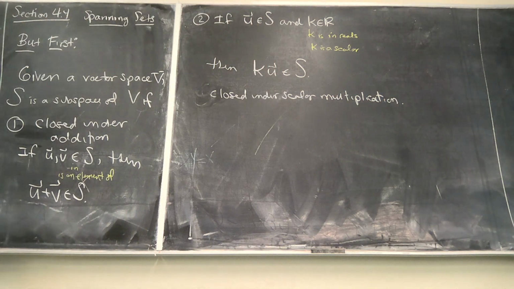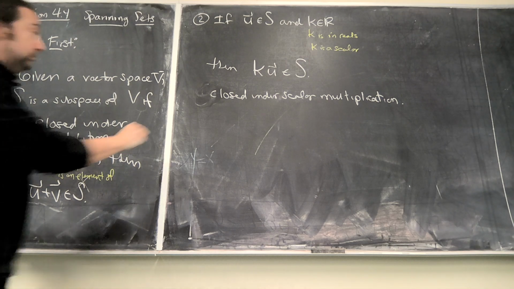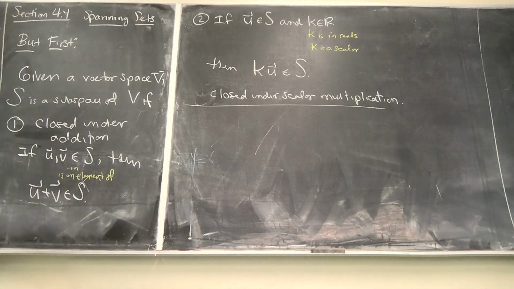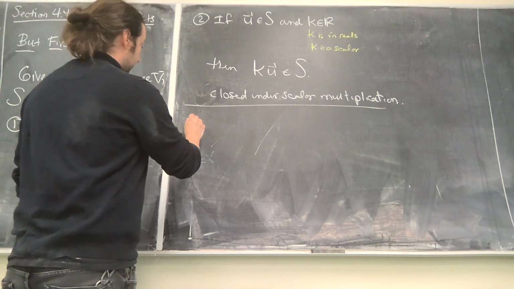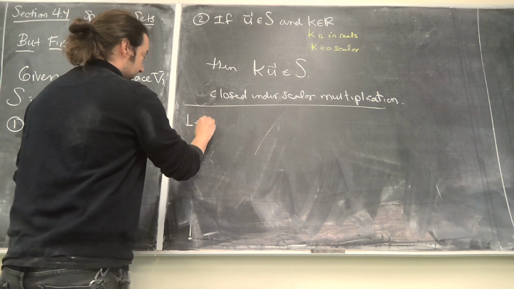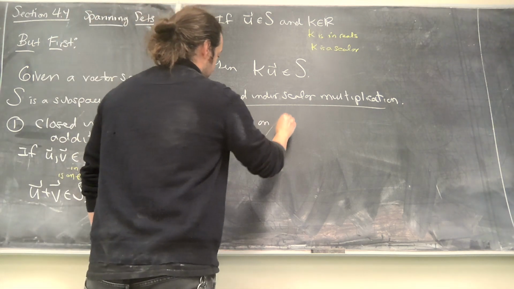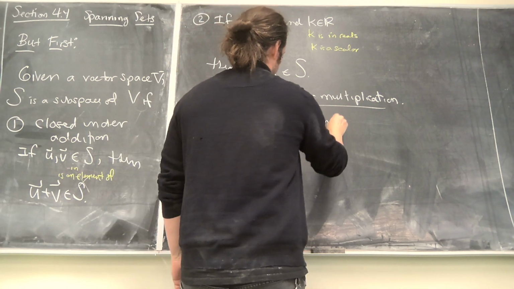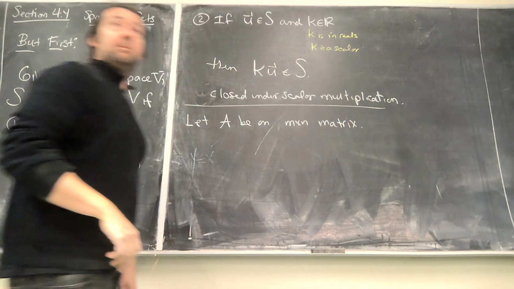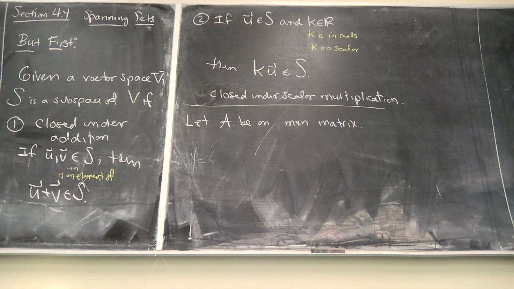Okay, so we're going to take this pretty abstract idea, and I'm going to define a very, very important subspace, and then we're going to show that it's a subspace. It's sufficient to show that something is a self-contained vector space if it lives inside a big space and it satisfies these two conditions. So let A be an m by n matrix. A is just a matrix. It could be square, it could be rectangular.